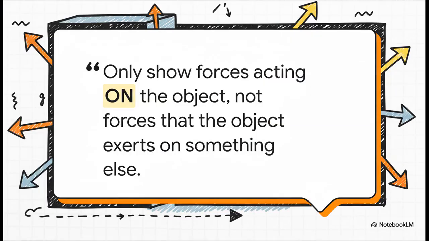Now, before we move on, let's just burn this golden rule into our brains. You only show forces that are acting on your object. For example, if you have a book on a table and you're drawing the diagram for the book, you draw the table pushing up on the book. You do not draw the force of the book pushing down on the table. That force acts on the table, so it would belong on the table's diagram. It's a super common mistake, but an easy one to avoid.